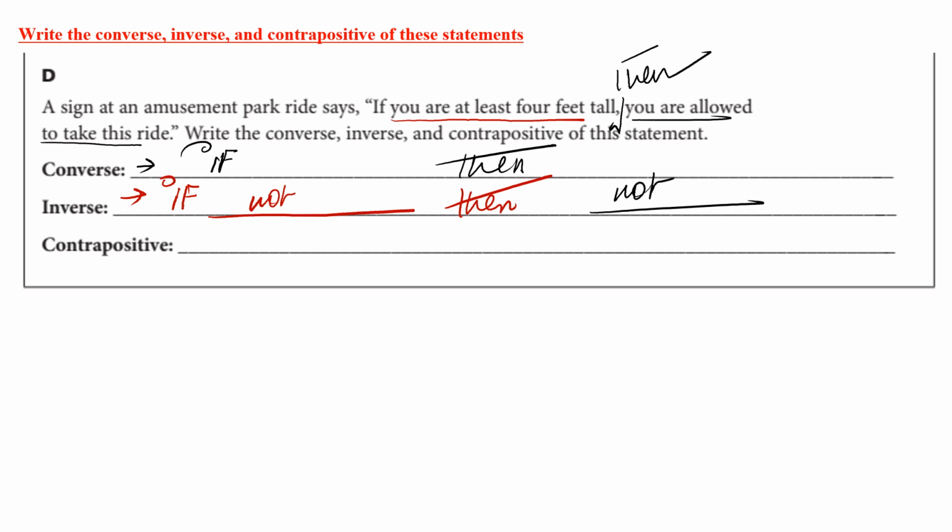Now, contrapositive is the negation of our converse statement. That is, if not Q, then not P. So what will we write? If you are not allowed to take this ride, then you are not at least 4 feet tall.